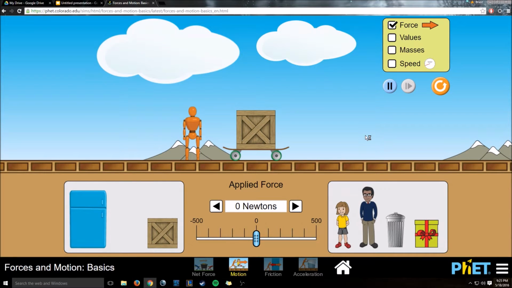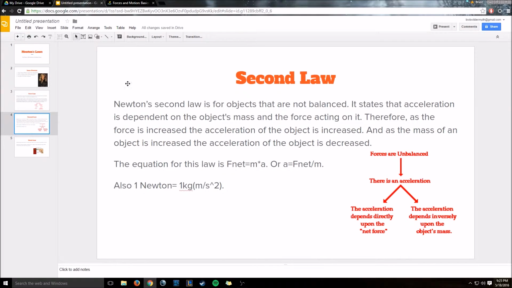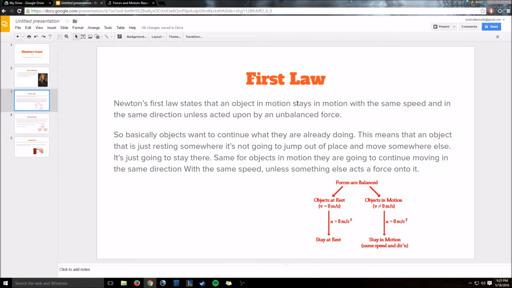Okay, it's your man Bruce and Eddie Klein back at it again. This time we're going to do an interactive to show a couple of these laws in motion. So the first law, which is back here, states that an object in motion wants to stay in motion with the same speed in the same direction unless acted upon by an unbalanced force.